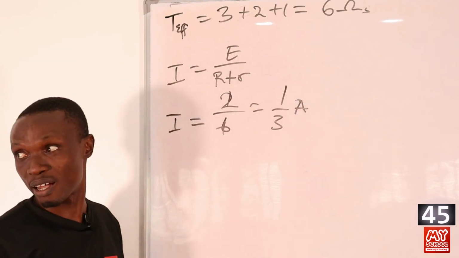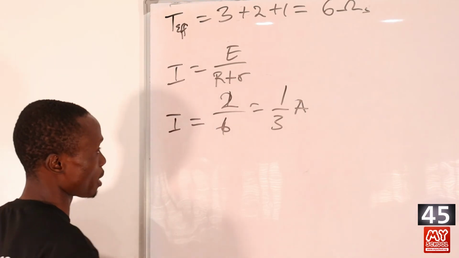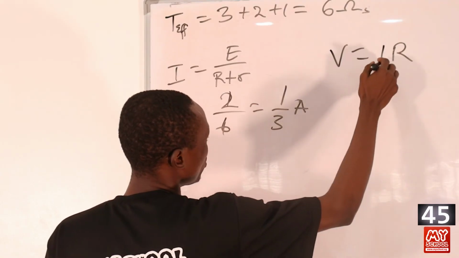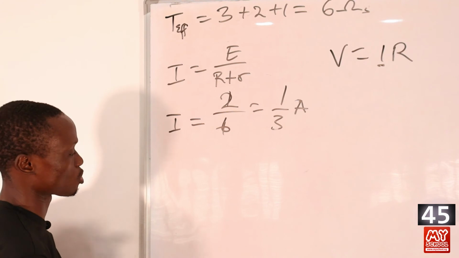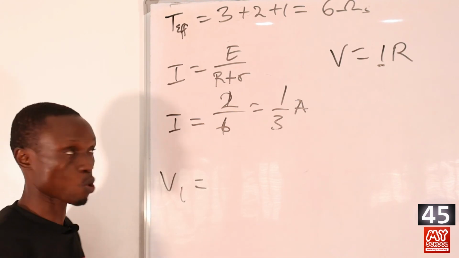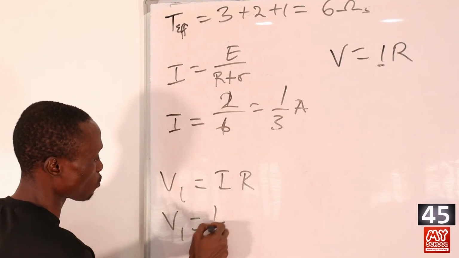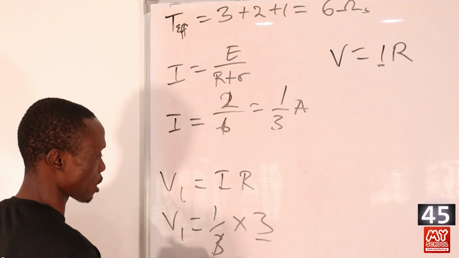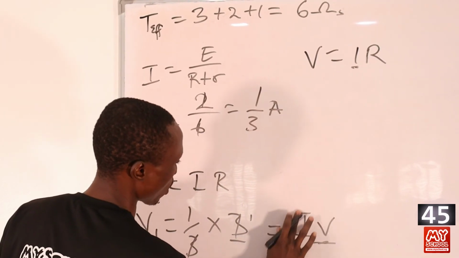So in this question, we are expected to calculate the values of V1 and V2 in the diagram above. Now remember that according to Ohm's law, V is equals to IR. So we already know our I to be equals to 1 over 3, and we know each of the values of the resistor. So for V1, V1 will be equals to IR, that will be equals to 1 over 3 times the value of the resistor there, which is 3. So 3 cancels out 3, so that we'll be having 1 volt.